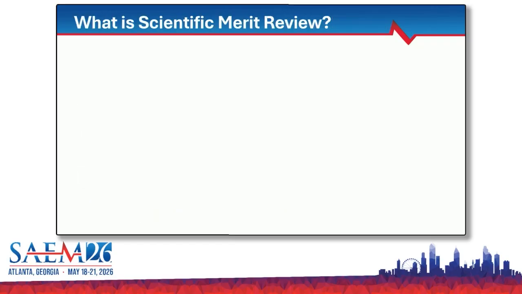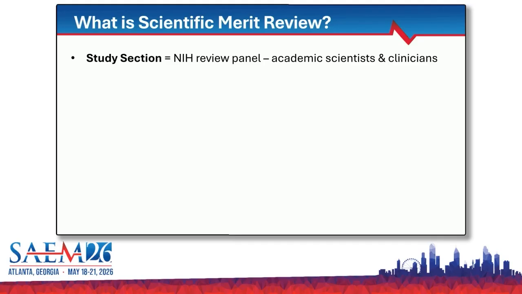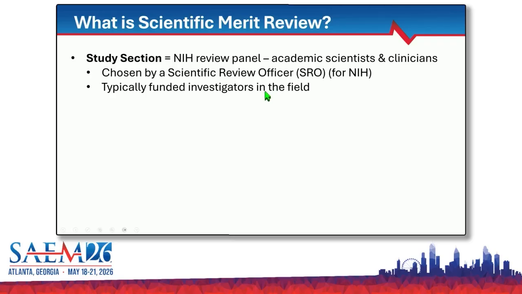All right. What is scientific merit review? Okay, so this is now a study section. What is a study section? Well, you know, officially an NIH review panel, although there are study sections that are not NIH, so we still call ourselves a study section for SAMF. Essentially, these are academic scientists and clinicians that are experts in this area. They're chosen by some process. For the NIH, it's the Scientific Review Officer, or SRO, that does this. And generally, these are people that are funded in the field, right?